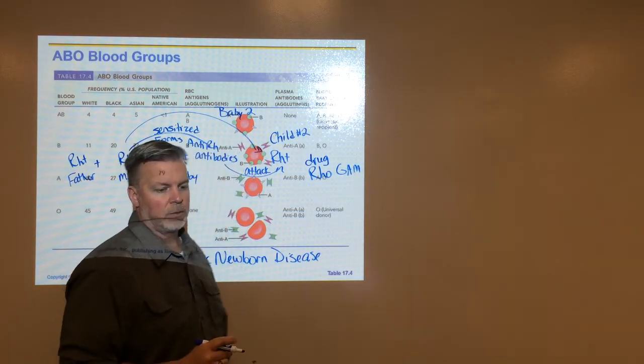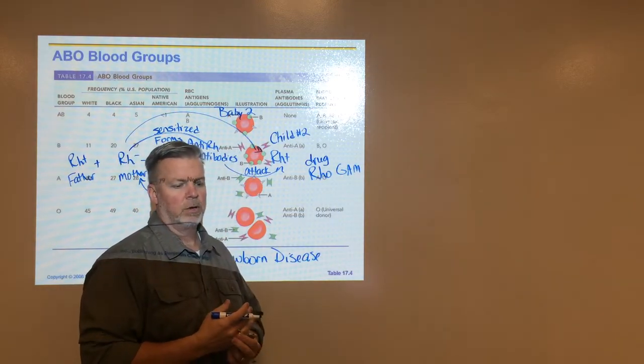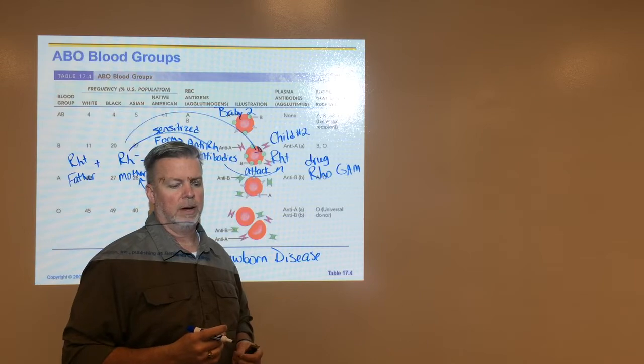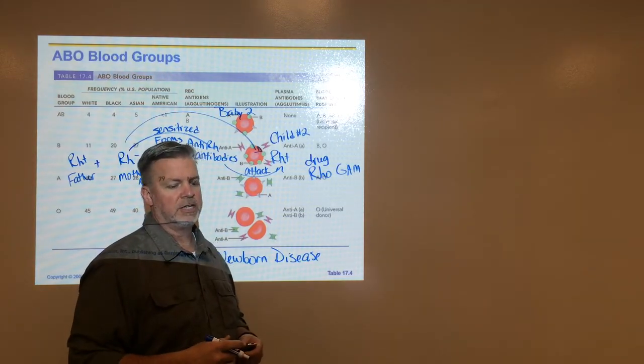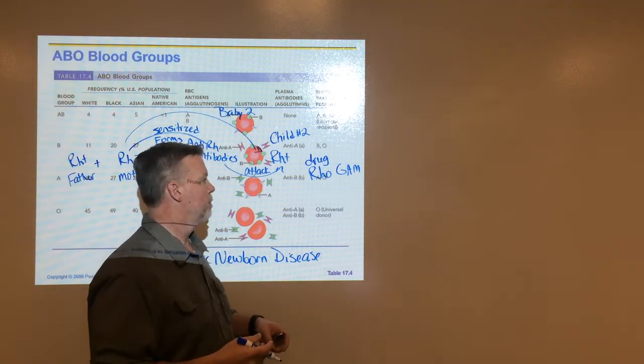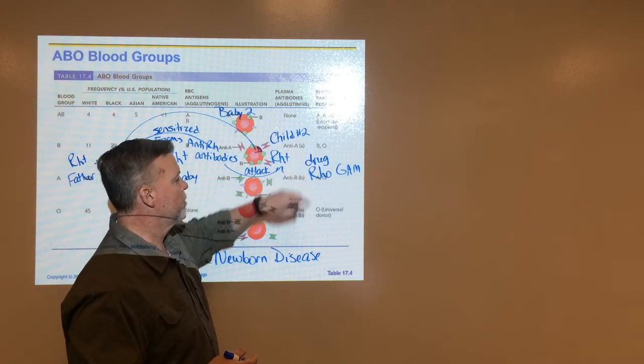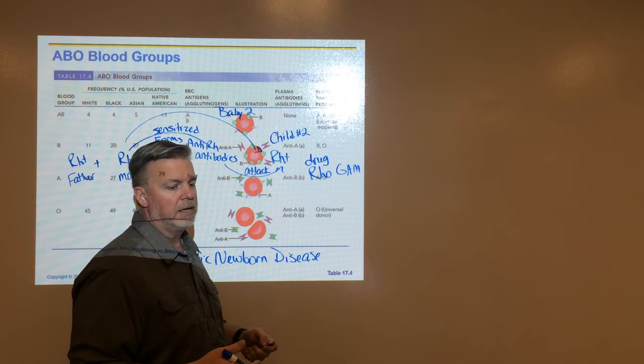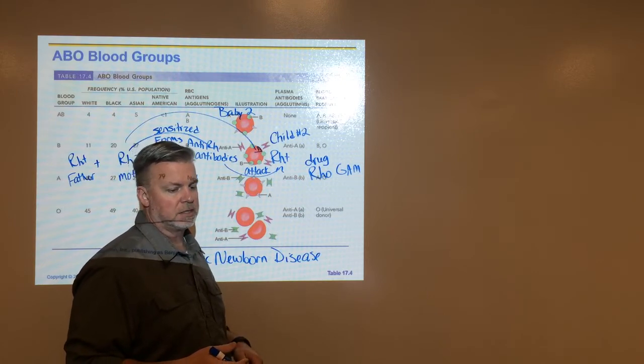And then the other thing we're going to do is exchange transfusions after birth to protect the baby. And again, this is just the baby we're doing this with. Okay, so that's hemolytic newborn disease.